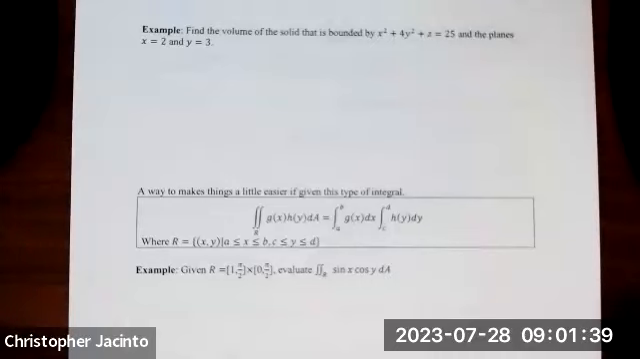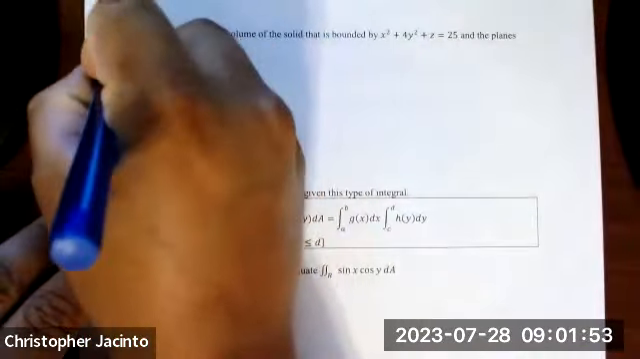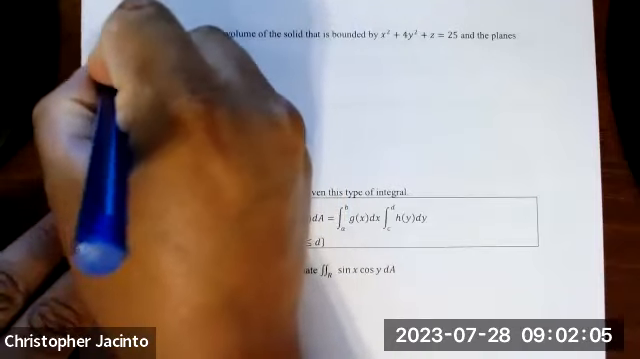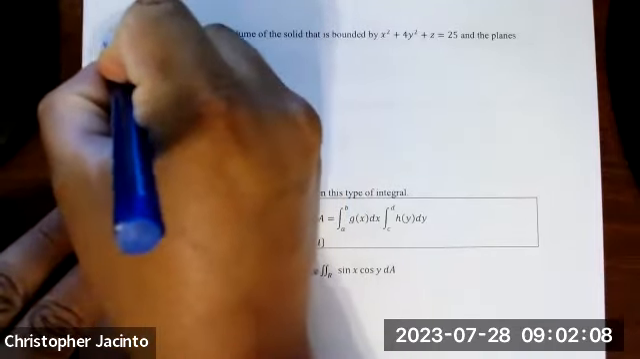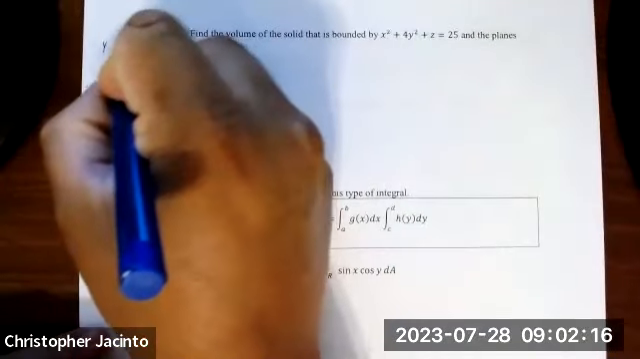The region is bounded by x squared plus 4y squared plus z equals 25, and the planes x equals 2 and y equals 3. Technically this is our rectangle. If we just draw the xy plane, those are the planes it says we're bounded by, and here is our rectangle.